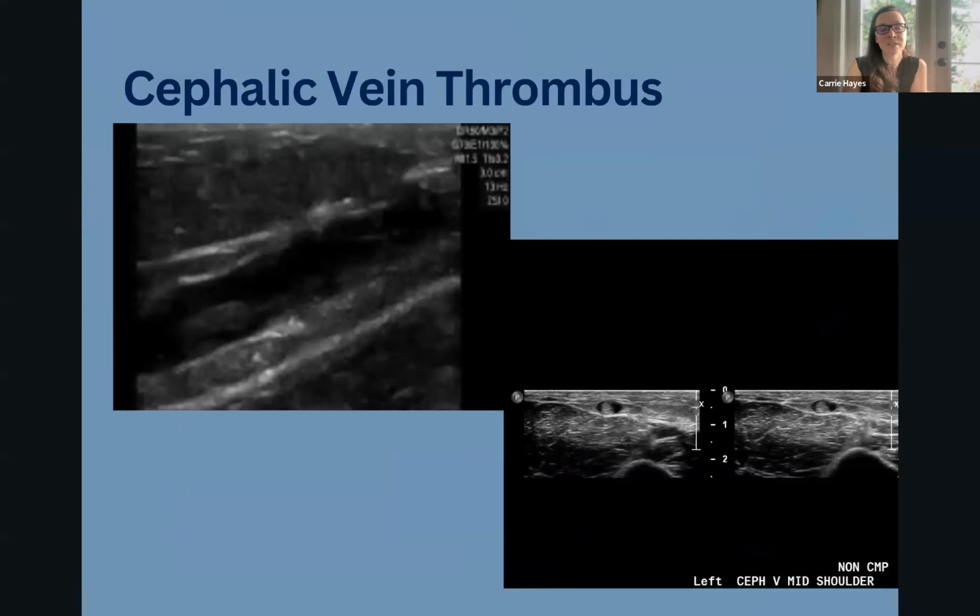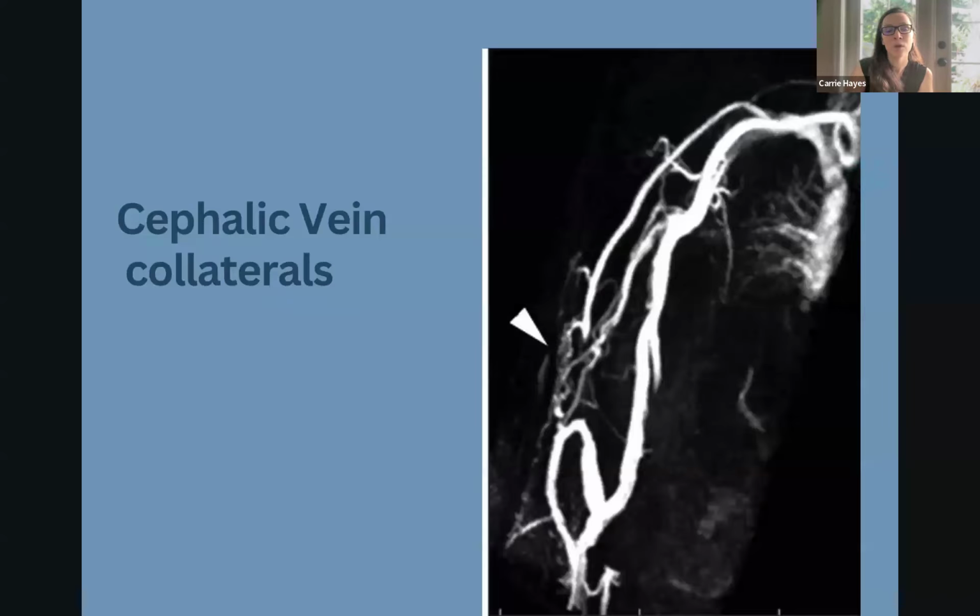Cephalic vein thrombus. The cephalic vein is commonly used for IV access. So in this particular patient, we see that bright echo within the vein. When I go to compress, it's not compressible. You can see the clot here. So the surgeons are probably going to want to avoid using vessels with clot in them. So it's important to note these other things as well.